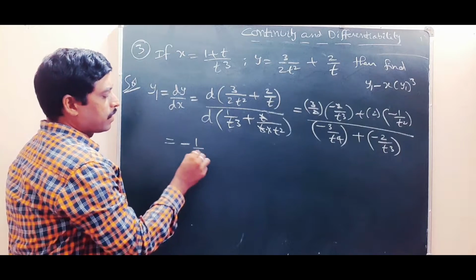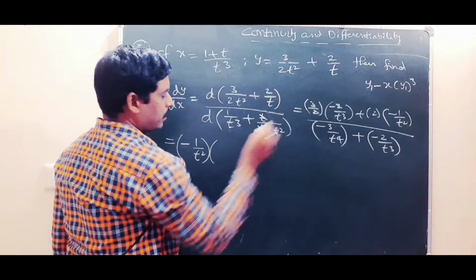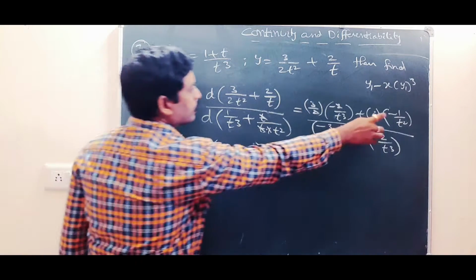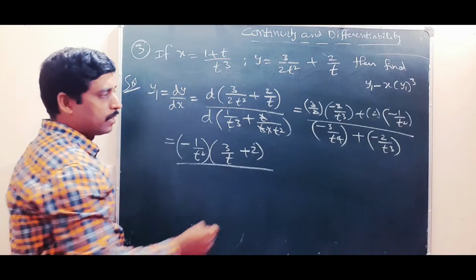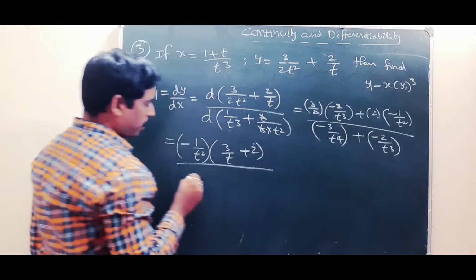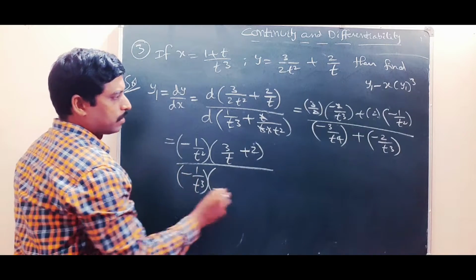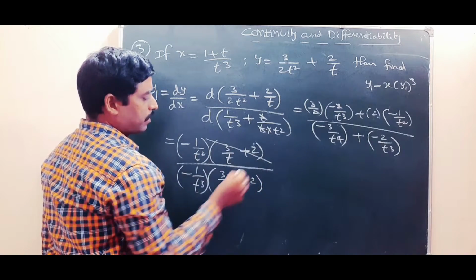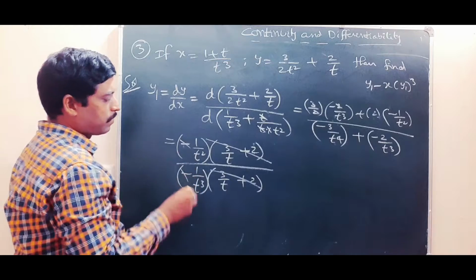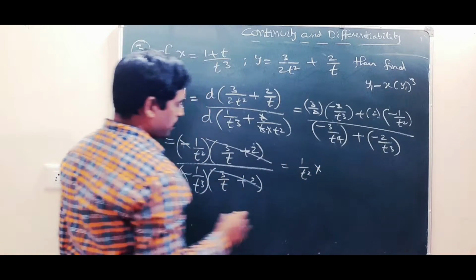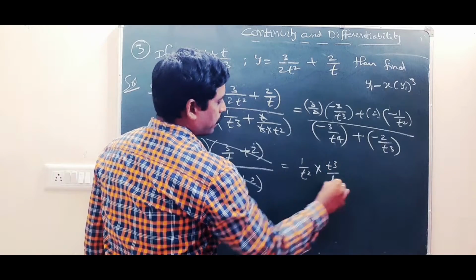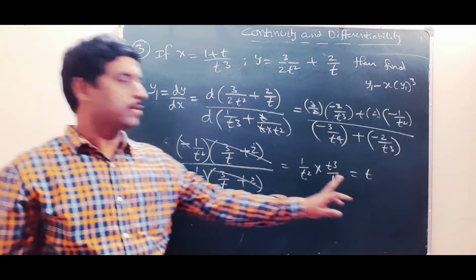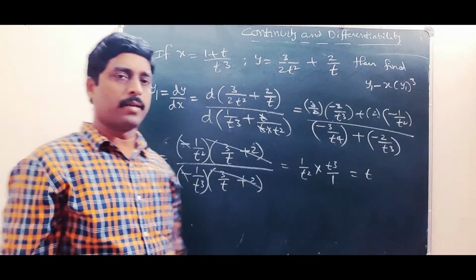So minus 1 by t square taken out common. It will be 3 by t plus 2. This whole divided by, in the denominator, minus 1 by t cube taken out common, it will be 3 by t plus 2. 3 by t plus 2 gets cancelled. So minus as well as minus get cancelled. 1 by t square into t cube by 1. So t square gets cancelled. y1 is equal to, so dy by dx is equal to t. Okay, we have got the y1 value, t.